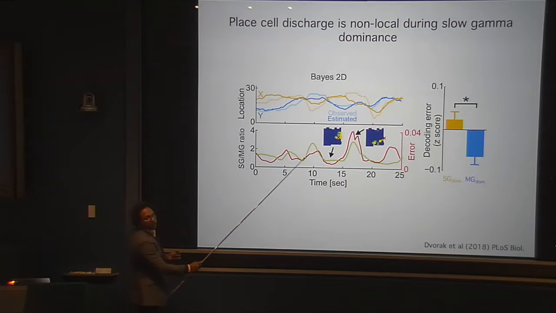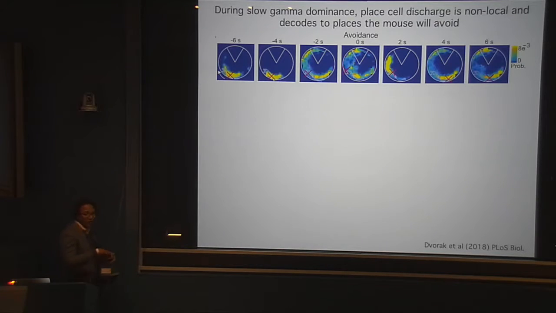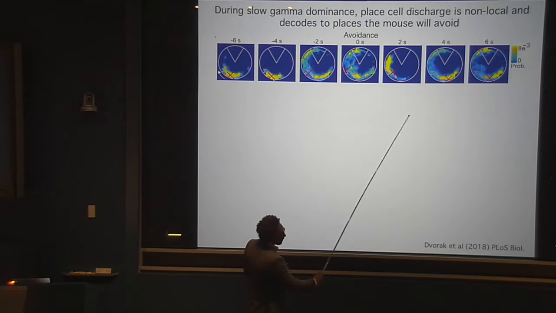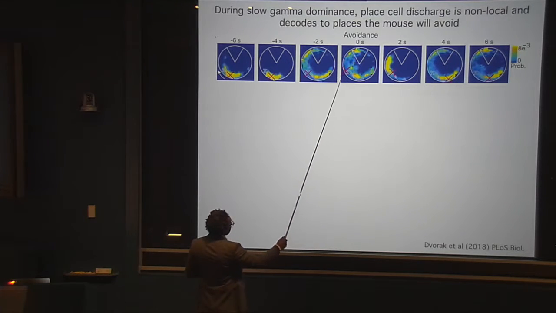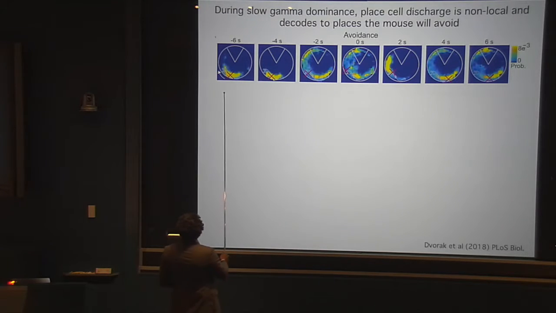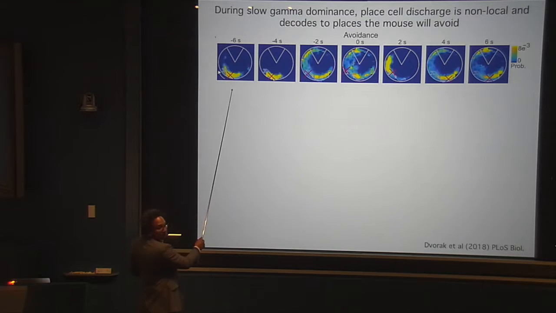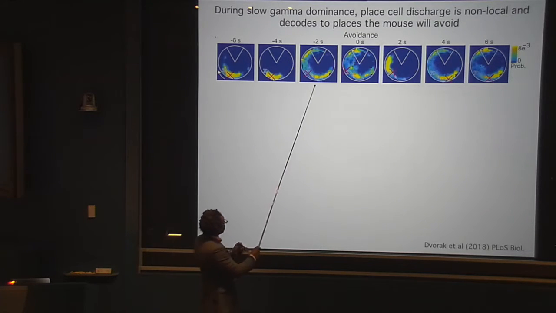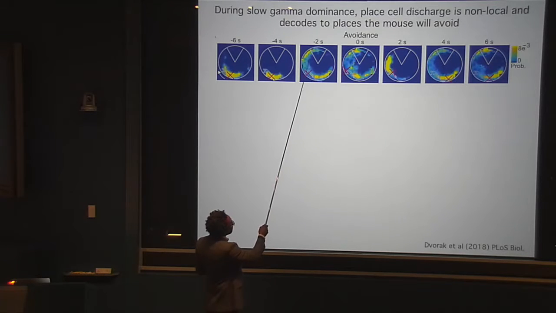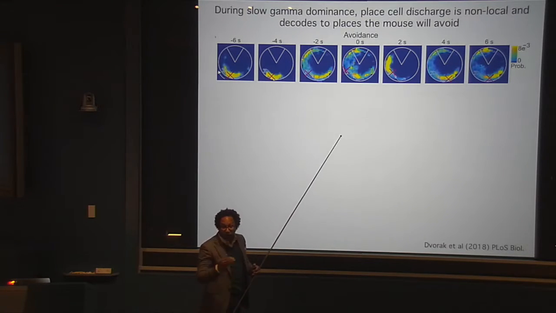In this case, we can't tell because we just have the animal walking around, but we can do an experiment. We can have the animal doing the place avoidance task, and I'll show you in one, what is this, 12-second sequence, what we can observe. So at time 0, the animal is going to walk away from the shock zone. The arena is rotating in a clockwise direction. 6 seconds before, we're decoding local to where the animal is. 4 seconds before, decoding local to where he is. 2 seconds before, the decoding starts to point not to where the animal is, but where he's actually not going to go, as well as where he is going to end up.